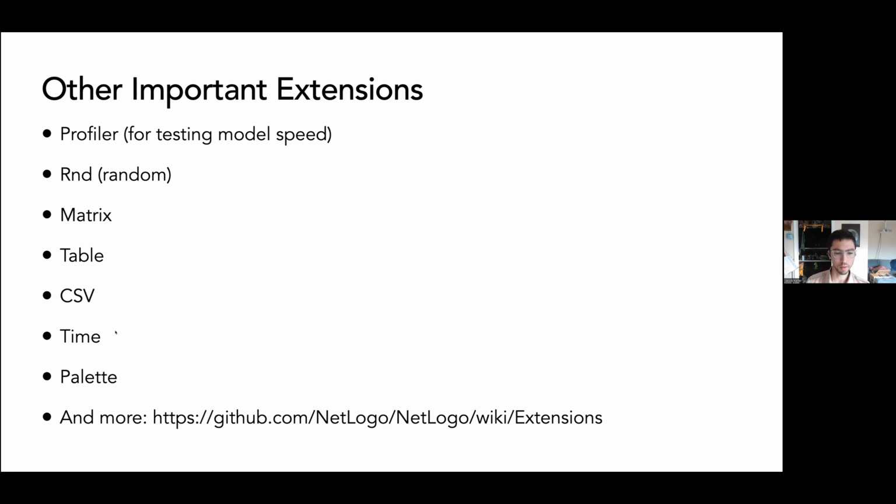Reading in CSVs, the time extension I mentioned. This palette extension is fairly new, and it lets you color things. It gives you more options for coloring things with transparency and stuff. So if you want to do more interesting visualizations, the palette extension is useful for that. And then you can always go to this list and see a bunch more extensions, including both ones that are officially packaged with NetLogo and a bunch of community-made extensions that are not officially packaged, but you can download them and use them.